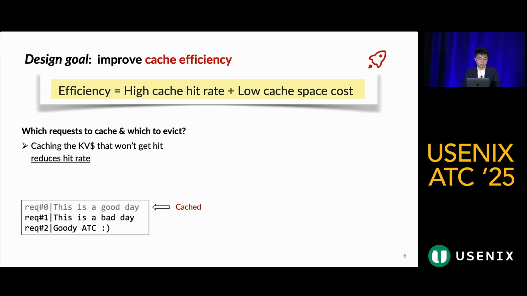As shown in the diagram, suppose "this is a good day" is processed and cached. Then two additional requests come, resulting in a partial miss and a total miss. The KVCache of "good" and "day" is not hit. Achieving a high hit rate requires identifying such KVCache blocks and evicting them if necessary.